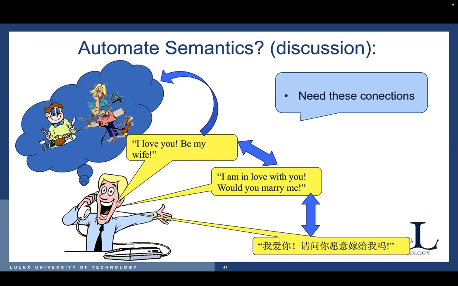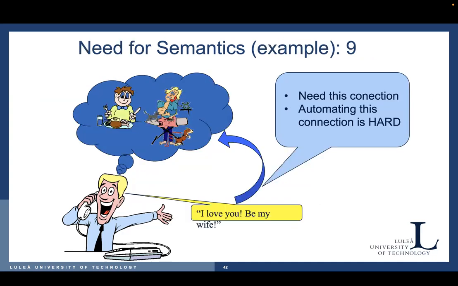Absolutely, but again, this link from the yellow to the blue bubble is difficult, because there are really different ways one can express certain facts and certain relationships. It is difficult. It's really, really difficult.